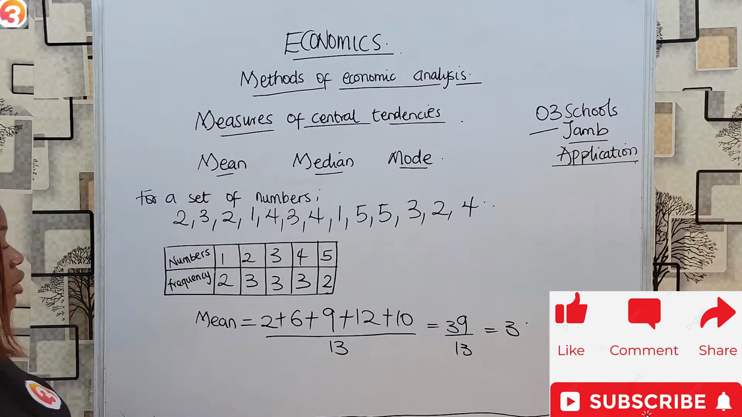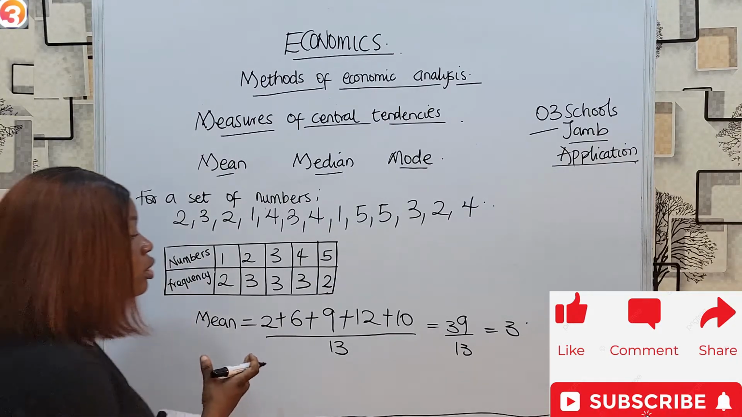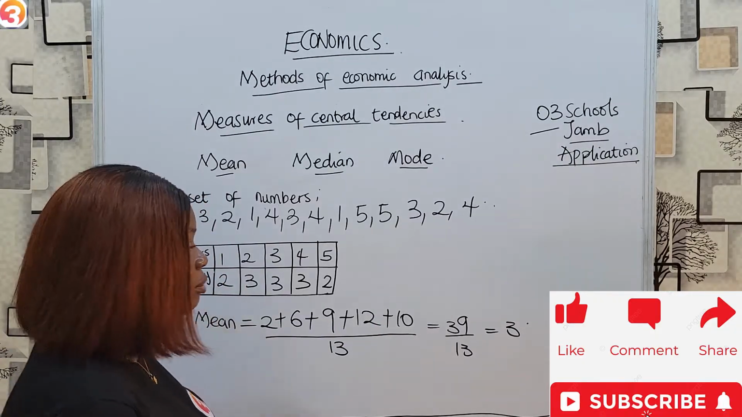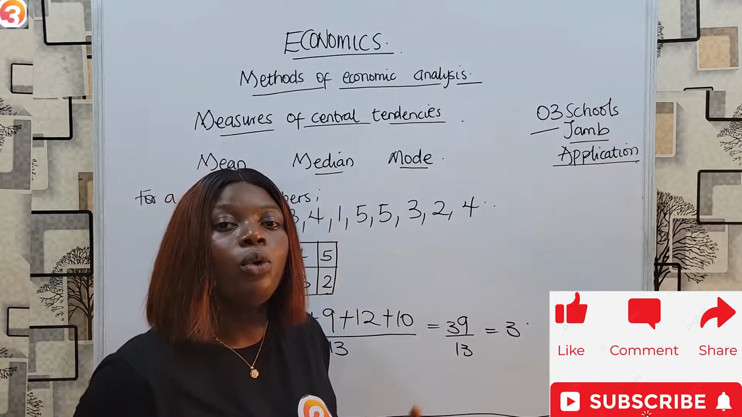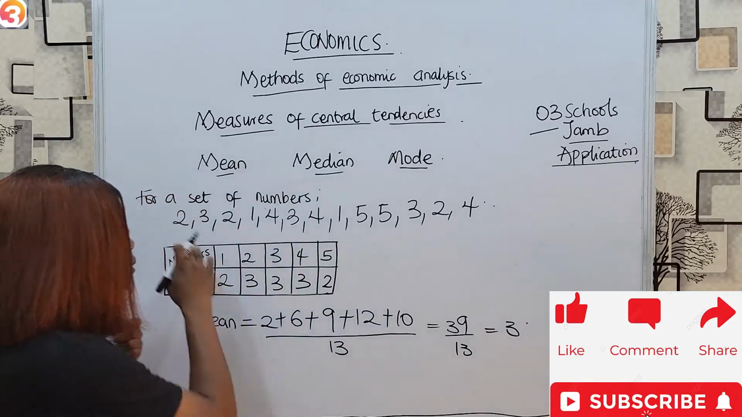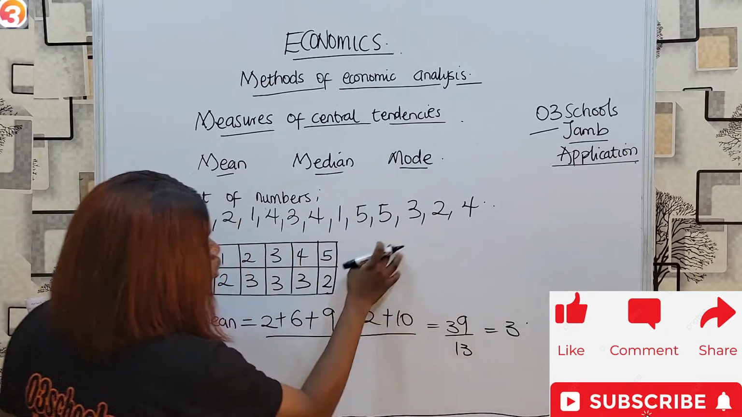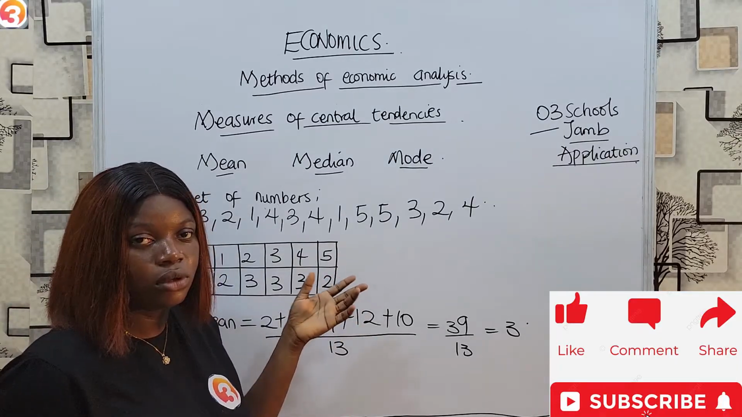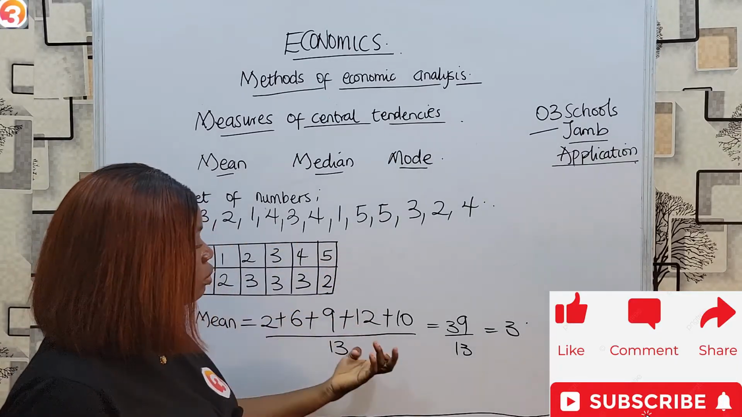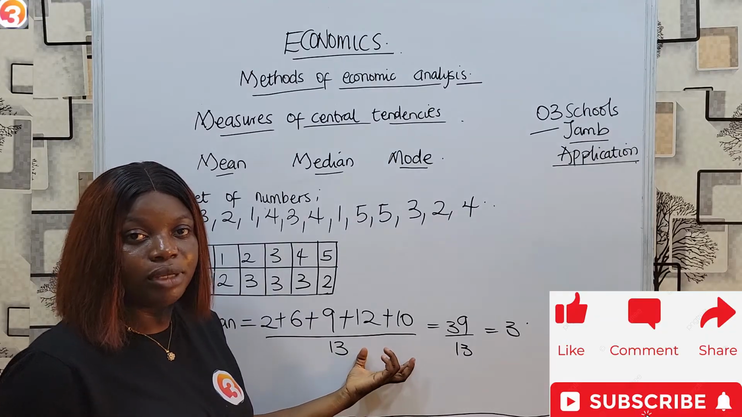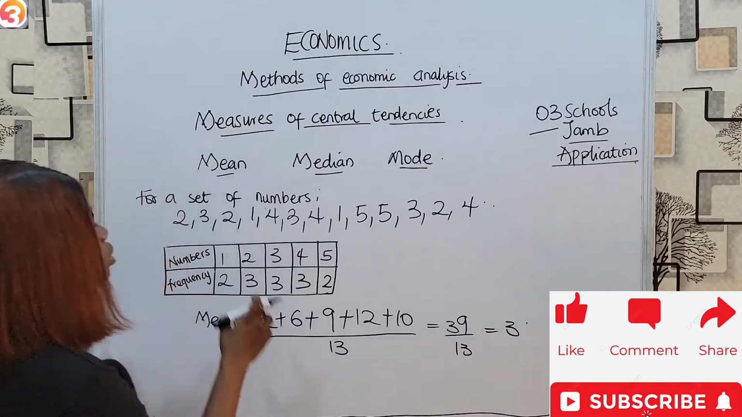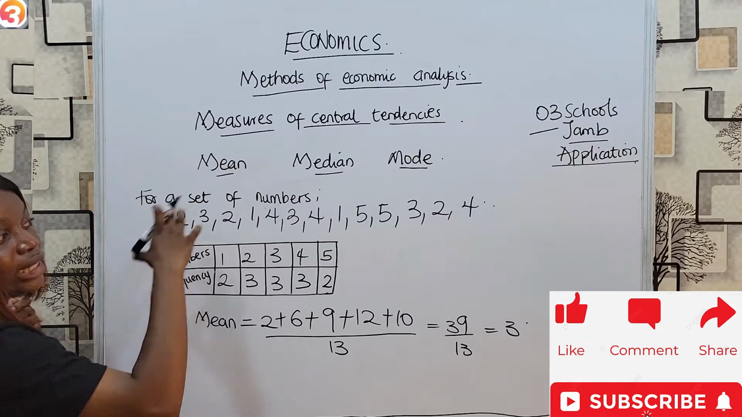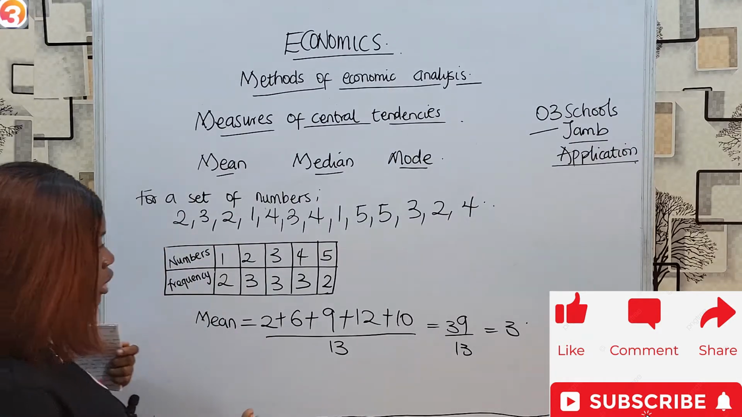Now, characteristics of mean. The mean involves all the elements in a given set of data. For example, in calculating this mean, we use every single number. Every one of these numbers was involved in the calculation of the mean. No one was left out. We added all the numbers in calculating the mean. So it uses all the elements in a given set of data.